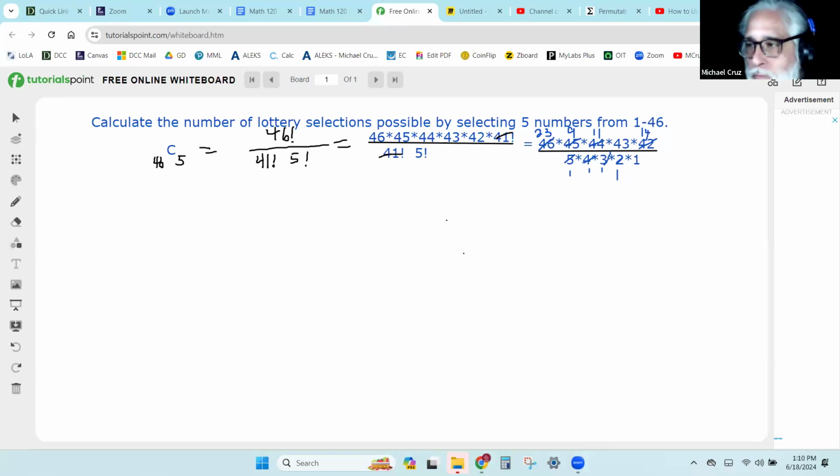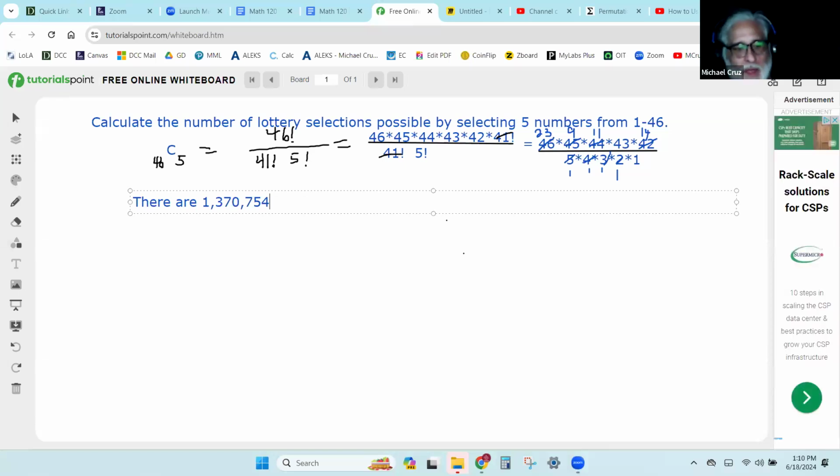So there's 1,370,754 pick 5s, provided that the numbers are 1 through 46. Let's do it now and show what happens if we raise that number.